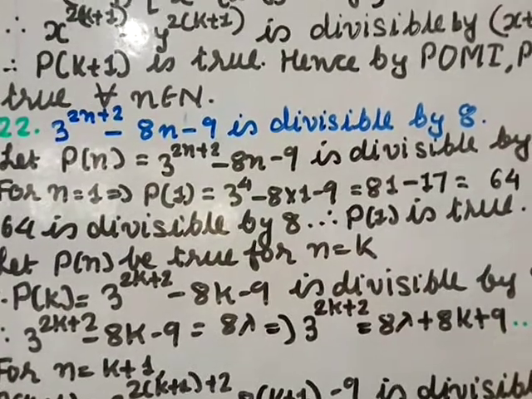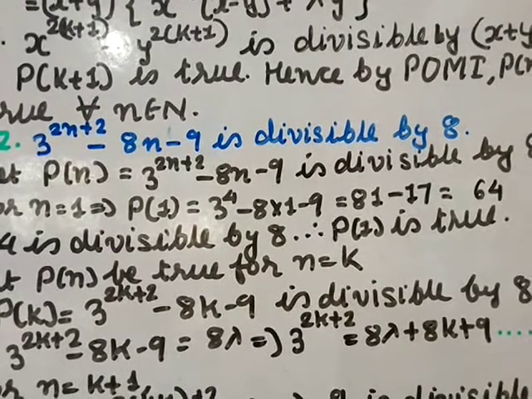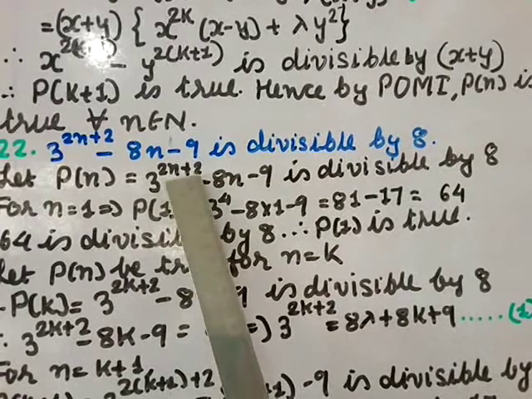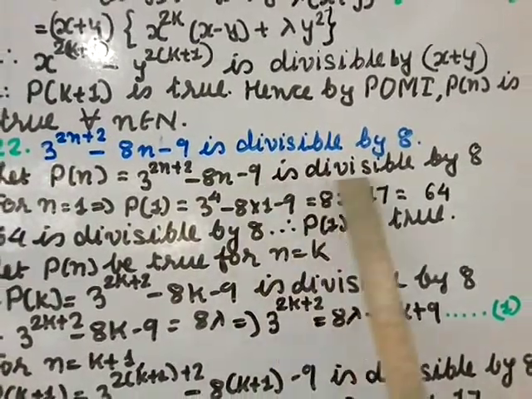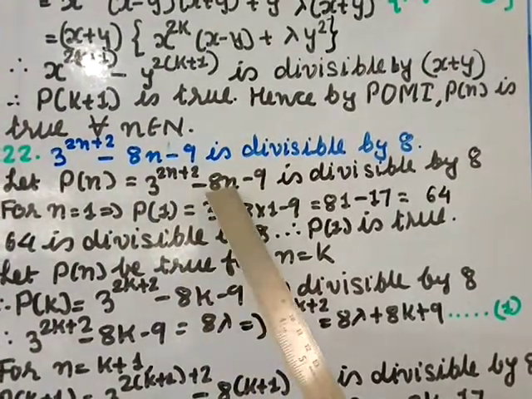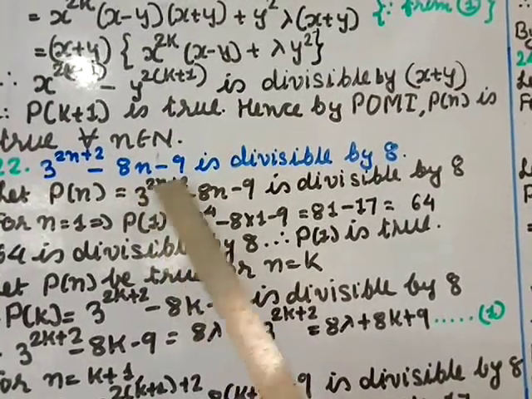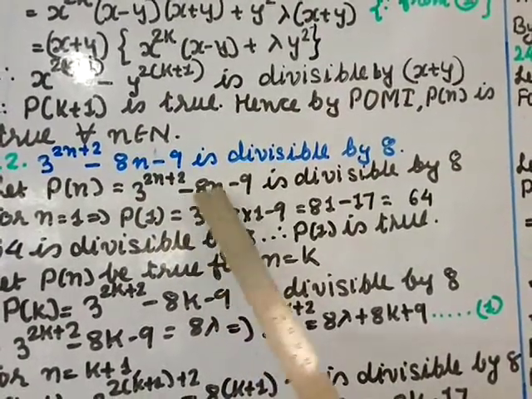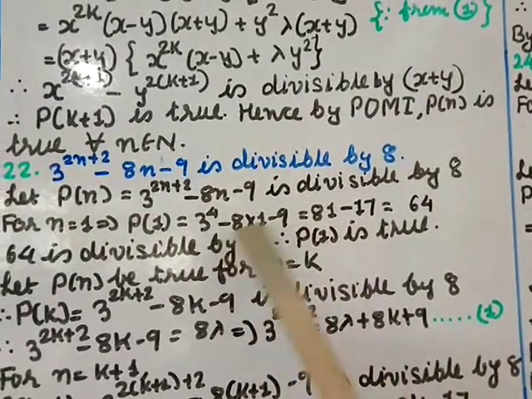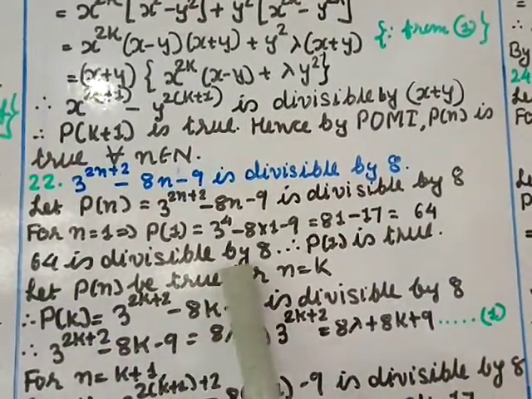Question number 22. 3 to the power 2n+2 minus 8n minus 9 is divisible by 8. Let Pn be: 3 power 2n+2 minus 8n minus 9 is divisible by 8. Check for n equal to 1. So put n equal to 1 wherever there is n. So P1 is 3 power 2 into 1 plus 2, so 2 into 1 is 2, plus 2 is 4. So 3 power 4 minus 8 into 1 minus 9 equals 81 minus 8 minus 9, and the result is 64, and we know 64 is divisible by 8.